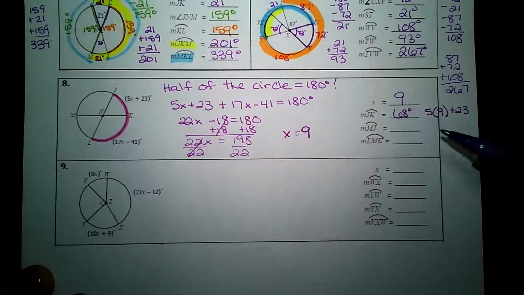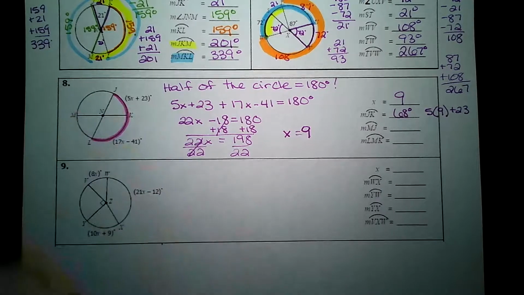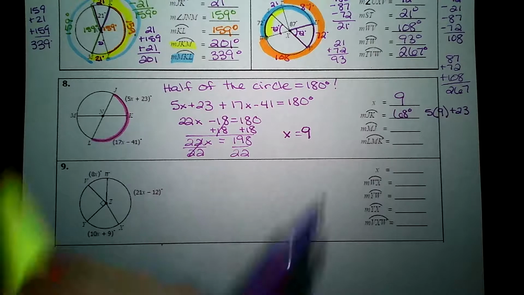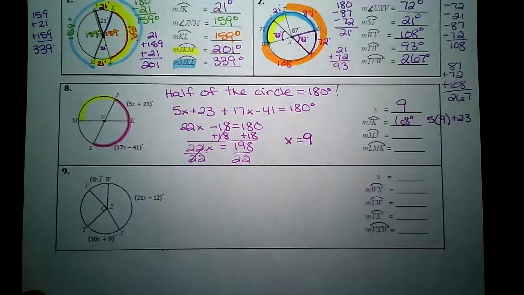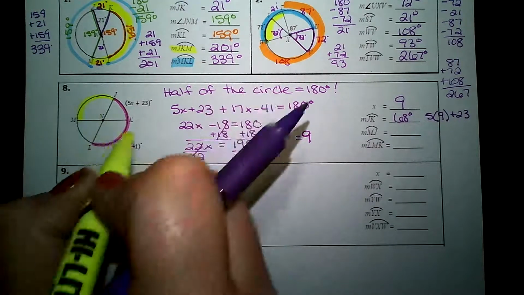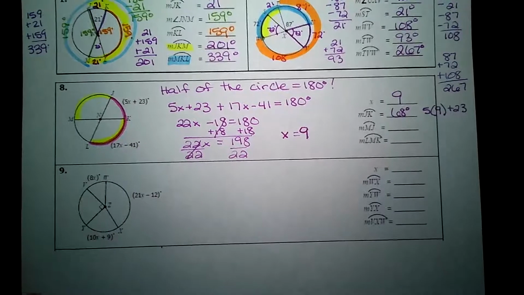All right, next we're asked for MJ. Look at where MJ is. MJ is out here. It has no algebra associated with it, but can you find what it would be equal to in the picture? It has a vertical angle connection. It would be equal to whatever LK is.